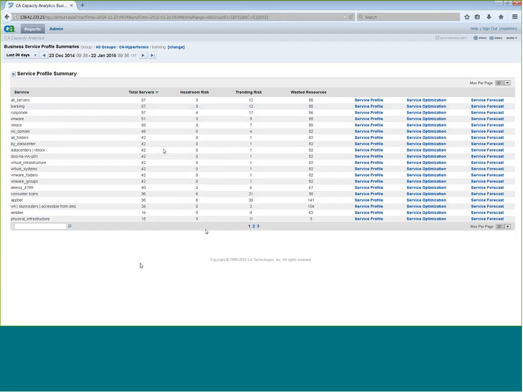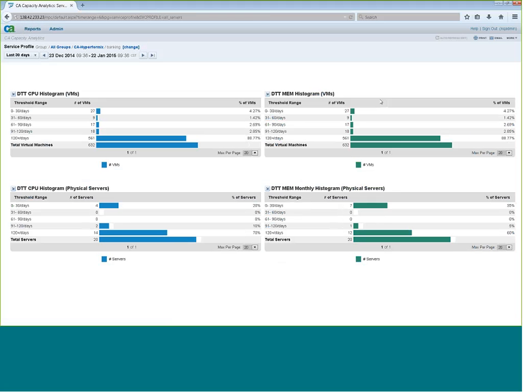And I can see headroom. Is there any trending risk here? And wasted resources. So I'll quickly go through the service profile and optimization, and we'll get into the forecast, just as a refresher of what these do. For the service profile, I'm looking at the past 30 days here, and it's telling me for CPU and memory on VMs and physical servers, how many systems I have at risk.